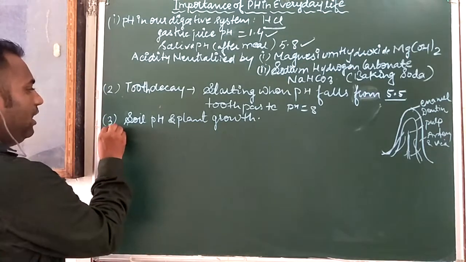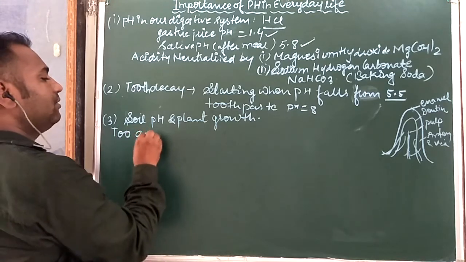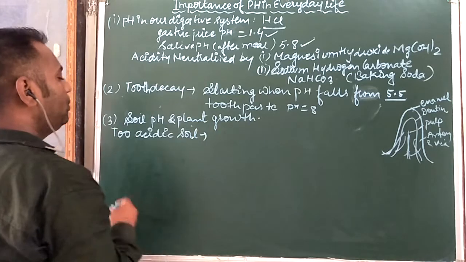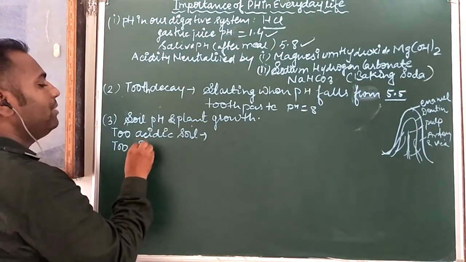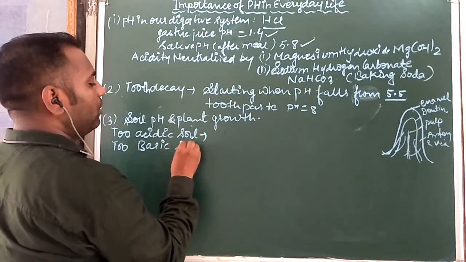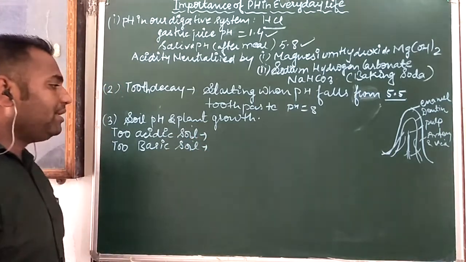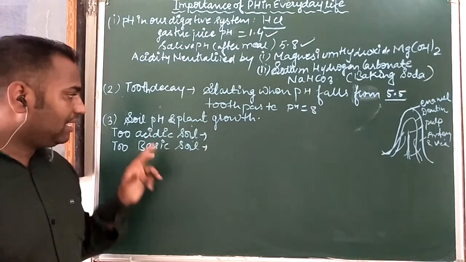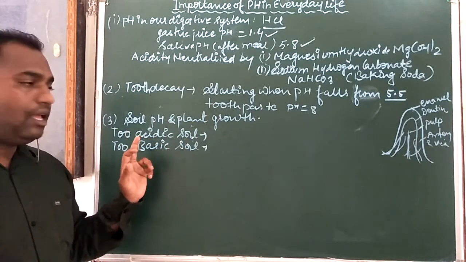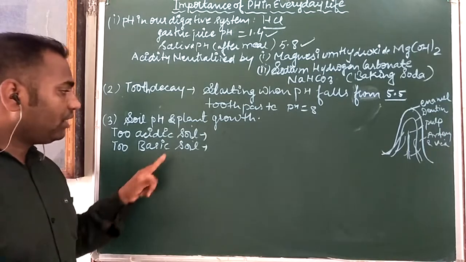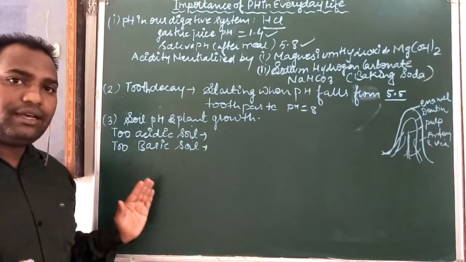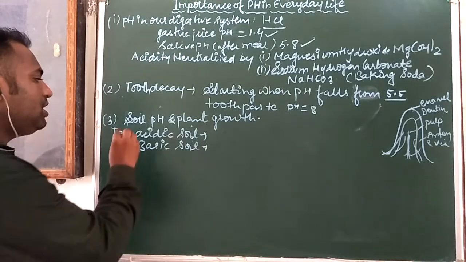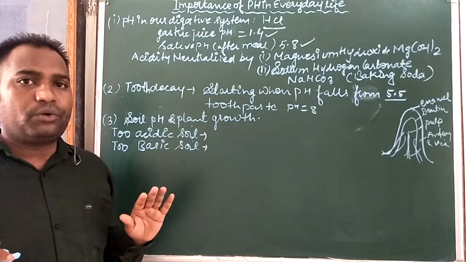Look here, there can be too acidic soil and too basic soil. What is the difference between them? If the soil contains too many acidic particles, it shows acidic soil, which means the pH has decreased. If the soil contains too many basic ingredients, it shows too basic soil. Both of these conditions are not good for crop yields.